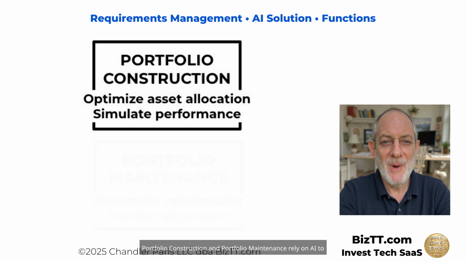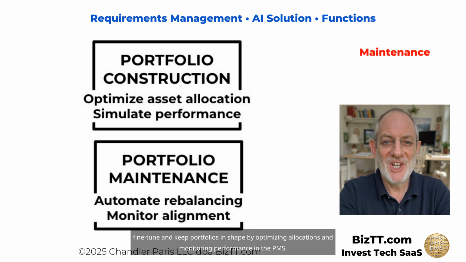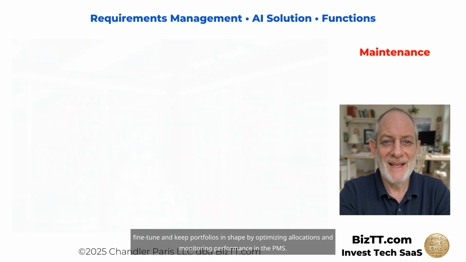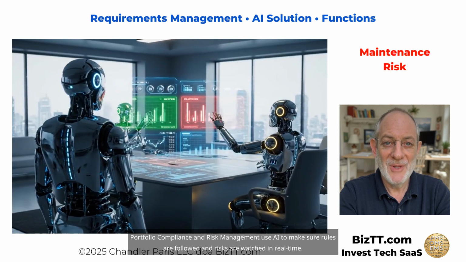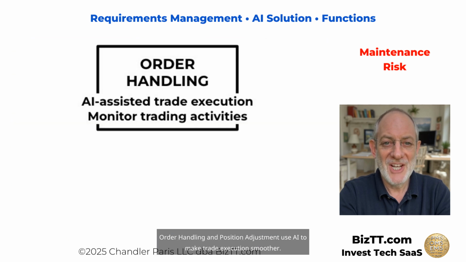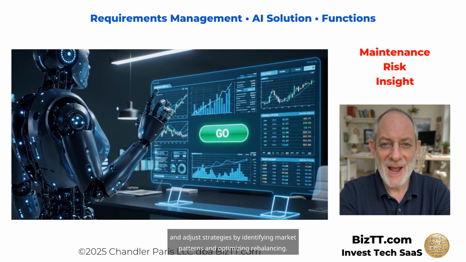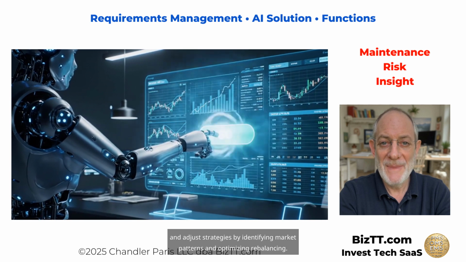Portfolio construction and portfolio maintenance rely on AI to fine-tune and keep portfolios in shape by optimizing allocations and monitoring performance in the PMS. Portfolio compliance and risk management use AI to make sure rules are followed and risks are watched in real time. Order handling and position adjustment use AI to make trade execution smoother. Portfolio analysis and portfolio rebalancing use AI to spot trends and adjust strategies by identifying market patterns and optimizing rebalancing.